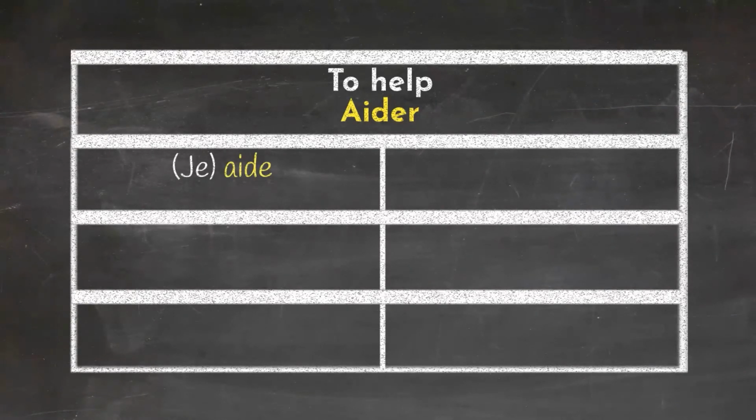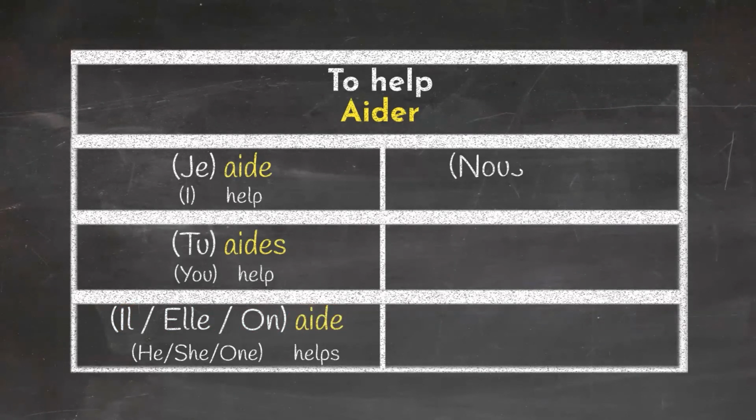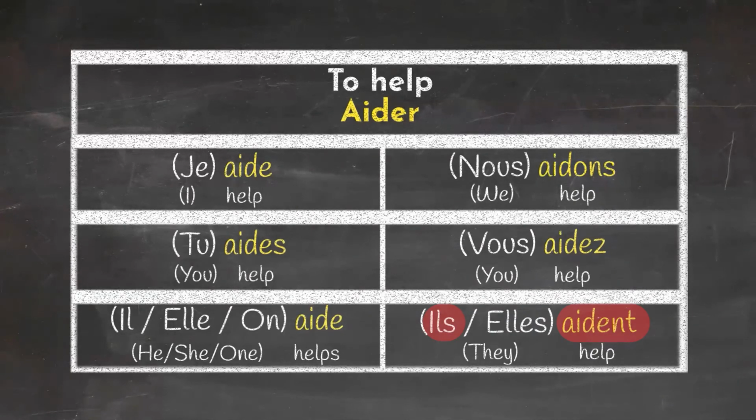Alright, it's time for our new verbs. Let's start with to help. Aider. J'aide, tu aides, il aide, elle aide, on aide, nous aidons, vous aidez, ils aident, elles aident.